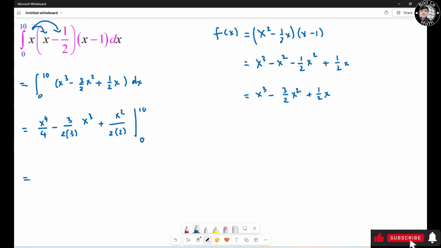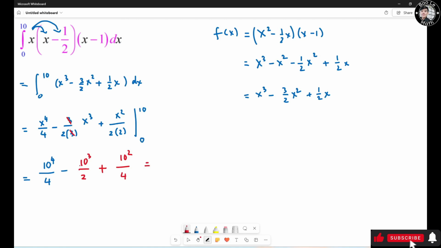So I substitute 10 for s. It turns out to be 10 to the 4 over 4, right? Minus, 3 and 3 cancel out, 10 cubed over 2 plus 10 squared over 4, right? Substitute 0 over here. Every single thing equals 0, right?